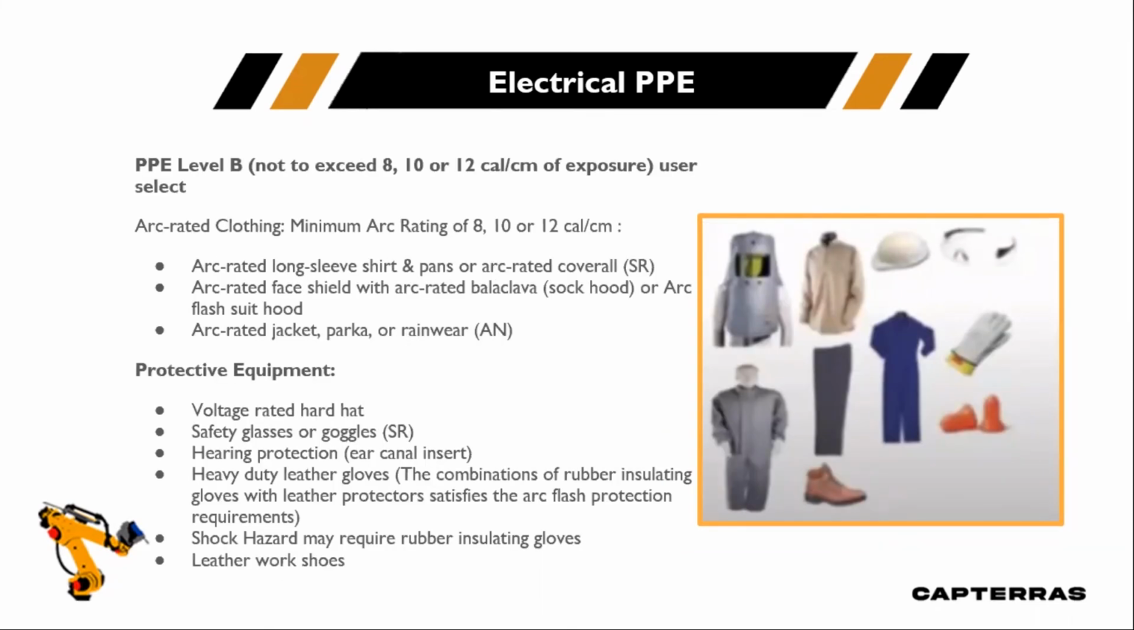For PPE level B, not to exceed 8, 10, or 12 cal of exposure, user select. Arc rated clothing, minimum arc rating of 8, 10, or 12 cal. Arc rated long sleeve shirt and pants or arc rated coverall. Arc rated face shield with arc rated balaclava or arc flash suit hood. Arc rated jacket, parka, or rainwear. For protective equipment: voltage rated hard hat, safety glasses or goggles, hearing protection, heavy-duty leather gloves, shock hazard may require rubber insulating gloves, and finally, leather work shoes.